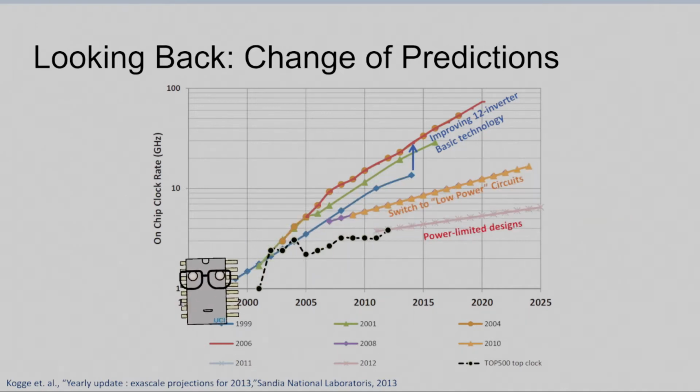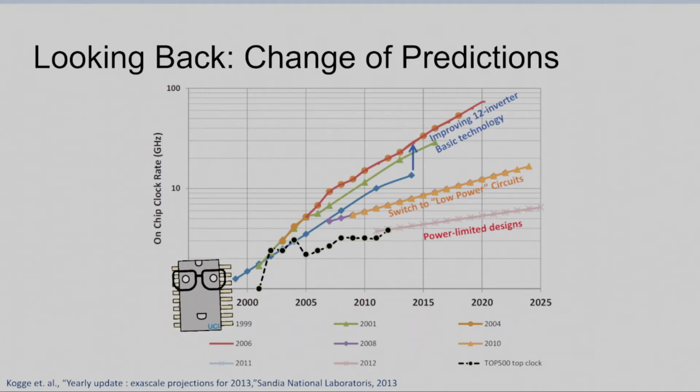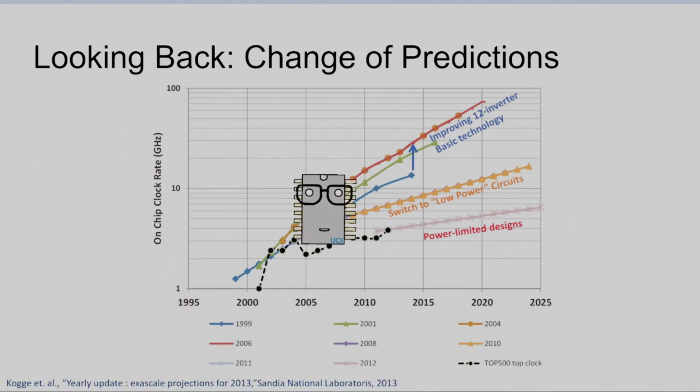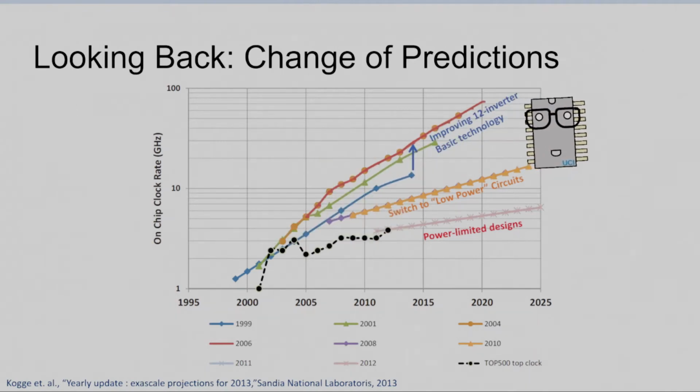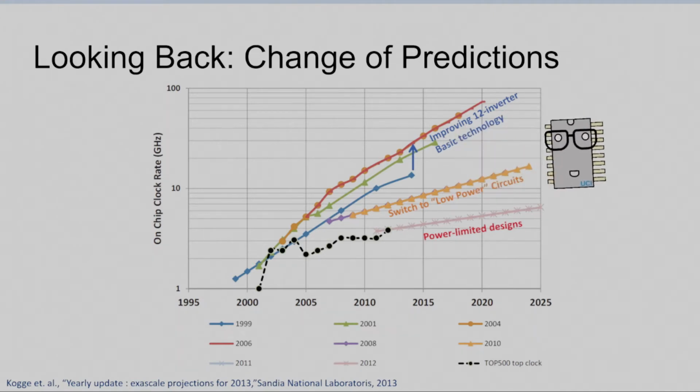let's see, the sharp blue line here is the prediction. X-axis is time, y-axis is the clock frequency of the chip. The sharp blue line here was the projection made in 1999. The projection was that the clock frequency is going to increase exponentially as time went on, because y-axis is exponential scale, at least until year 2010s or so. And as time went on, the green line here was projection made in 2001. The orange line here was projection made in 2004.